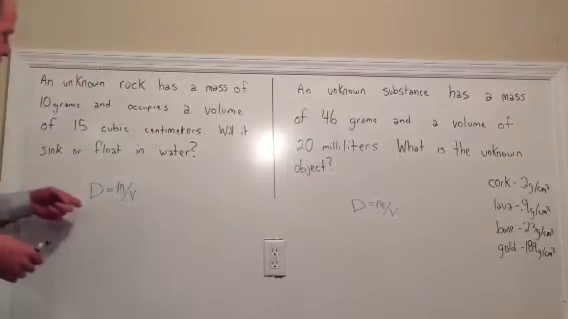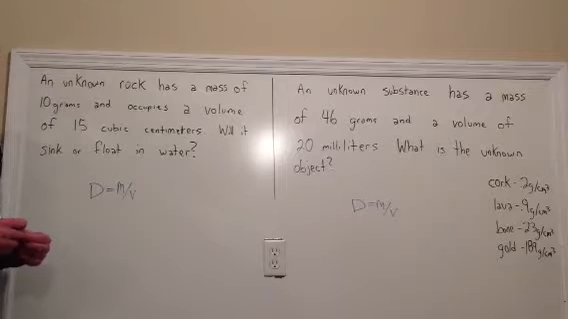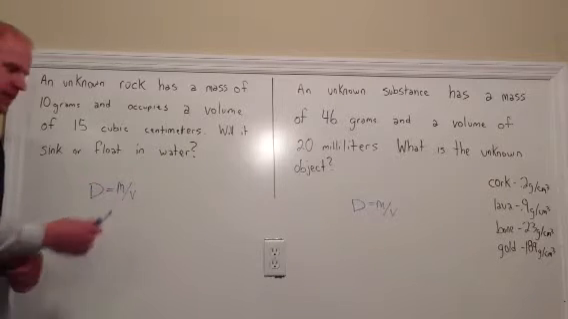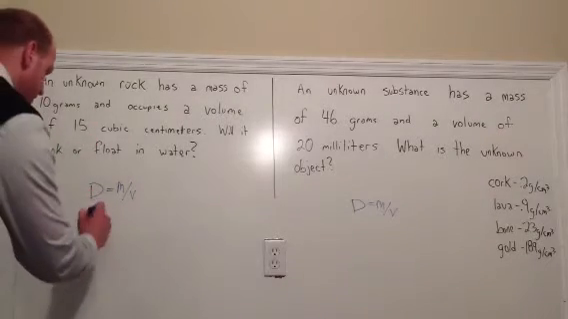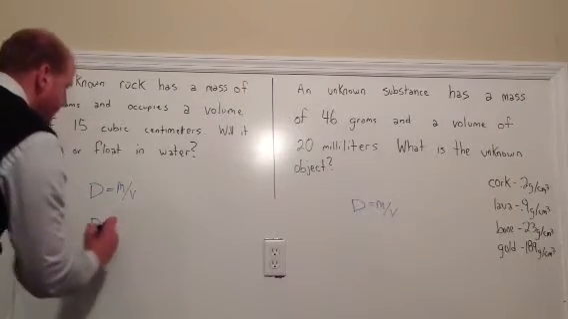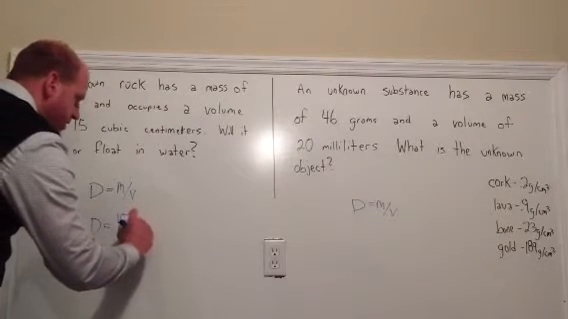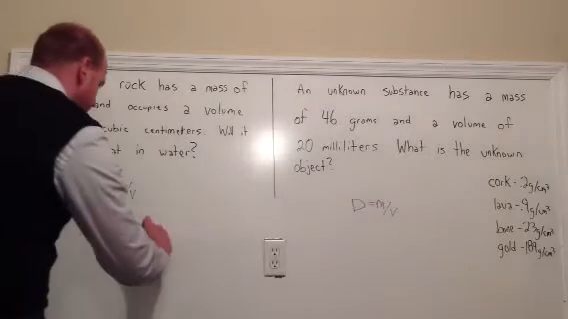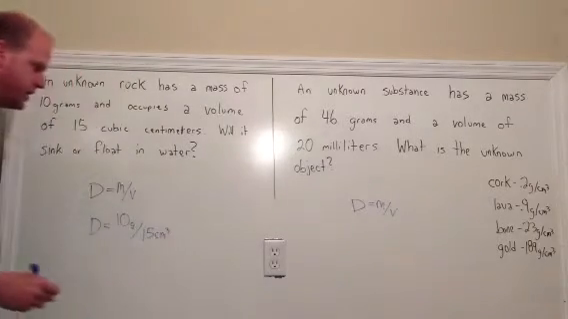And once again, that's mentioned in the questions, and usually is accompanied with the word volume, so you know which one it is. So if we look at my first problem, it says an unknown rock has a mass of 10 grams and occupies a volume of 15 cubic centimeters. Will it sink or float in water? Well, I've got my formula here. The second step is to plug in your measurements. So I keep the D equals, my mass, as it says in the problem, is 10 grams. So I put down 10 g for 10 grams, and it occupies a volume of 15 cubic centimeters. So that's 15 cm cubed.